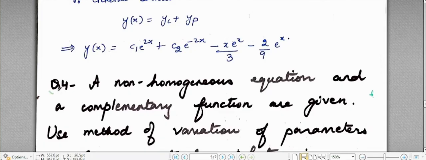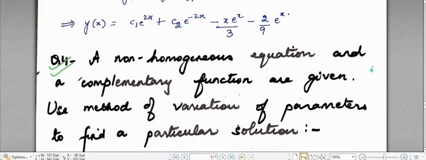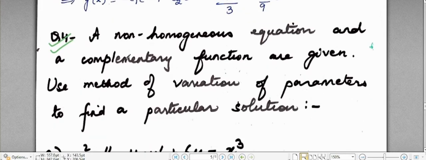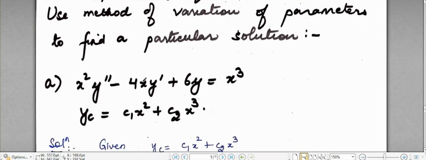Now this fourth question which I've listed here, I've taken two parts here for you to understand the things better. Here what is given is a non-homogeneous equation and the complementary function is already given. So the complementary function, that means yc, is already given to you. You don't have to find yc. From yc you have to take the process further to find yp using the method of variation of parameters. And for obvious reasons yc has been given, because if the two linearly independent solutions were not given, then for yc you'll have to solve this equation.